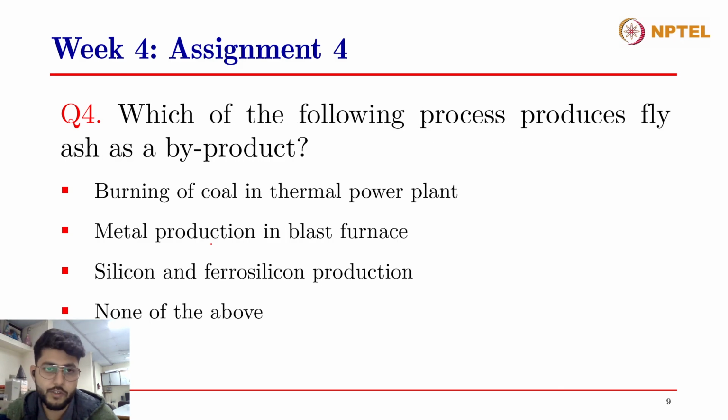Moving on to the fourth question, which of the following process produces fly ash as a byproduct? Burning of coal in thermal power plant, metal production in blast furnace, silicon and ferrosilicon production, none of the above. Which of these industrial processes leads to the production of fly ash as a byproduct?